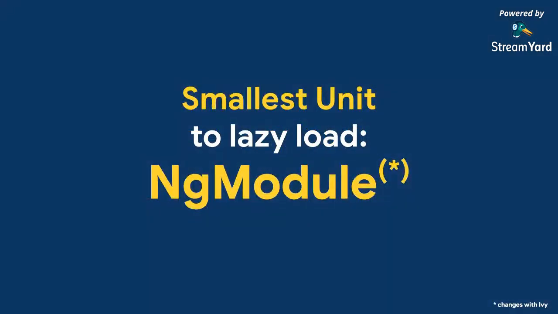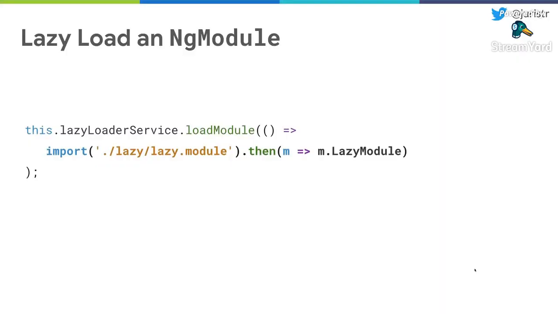The smallest unit which we can lazy load right now in Angular is actually an ng module, right? Now, there is an asterisk, because this changes with Ivy, and we will also briefly take a look at that. But right now, we are still stuck with the ng module. In order to lazy load such a module, where my component is inside, so that I can then instantiate that component dynamically, I could simply create a loader service, as in this case here, which has a function, loadModule.